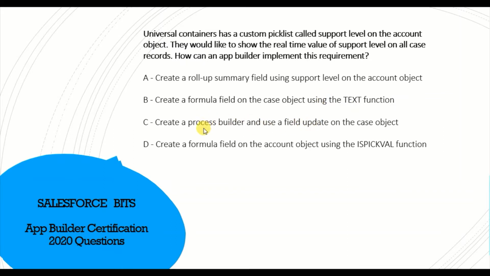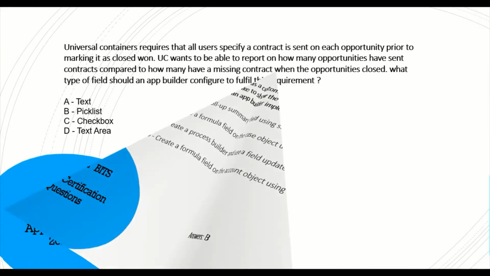I don't know why you have to do Process Builder. For that you have to create a field in the case and create a process builder and then update back in the case object. This is not required when you have a direct option, easy option like this. So the correct answer I would recommend is B.